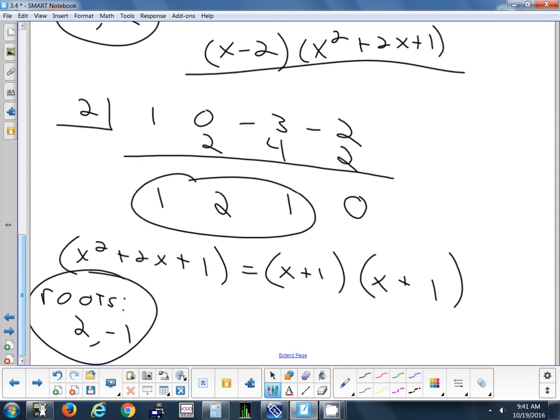And that's pretty much how every kind of problem like this goes. Rational root theorem, graphing calculator, synthetic division, and then factor at the end, or worst case, quadratic formula. Okay. Any questions on that one?